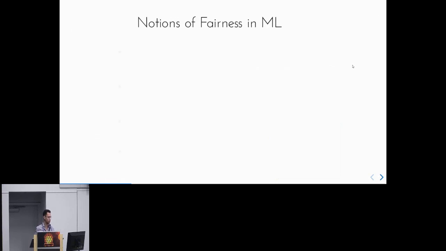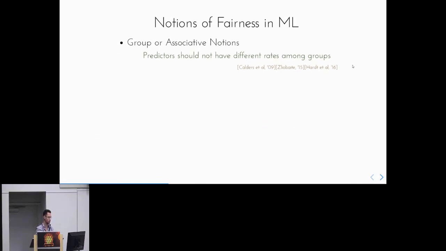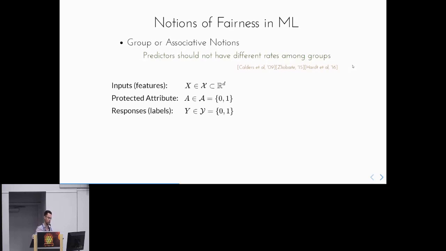Now, when we talk about fairness in the context of machine learning, we basically need to settle on what we mean when we say fairness or unfairness, and there is a variety of different definitions that we can take. I don't want to spend time on this because time is limited, so instead I'm just going to focus on these notions of associative fairness or group fairness, and these are notions that basically measure different rates of accuracy among different demographic groups. So we will need just a little bit of technical details.